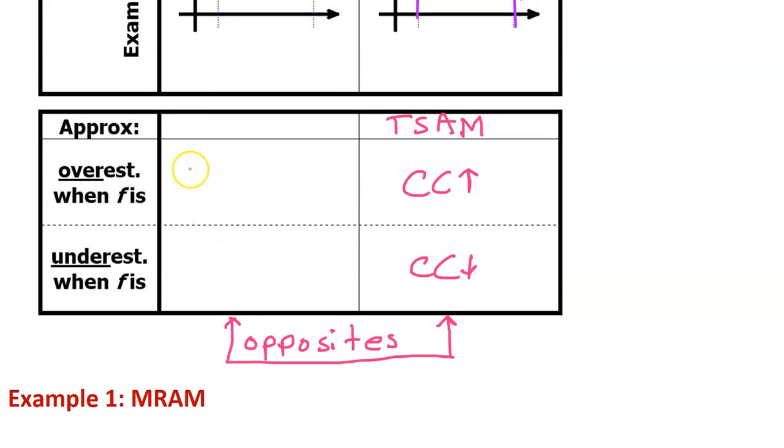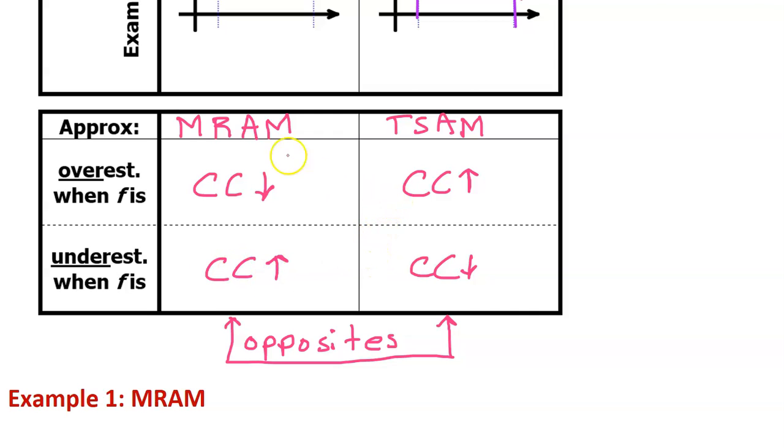Okay, so when it comes to the midpoint rectangle approximation method, if TSAM gives an overestimate when the curve is concave up, then MRAM will give an overestimate when the function is concave down. If TSAM gives an underestimate when the function is concave down, then MRAM will give an underestimate when the function is concave up.